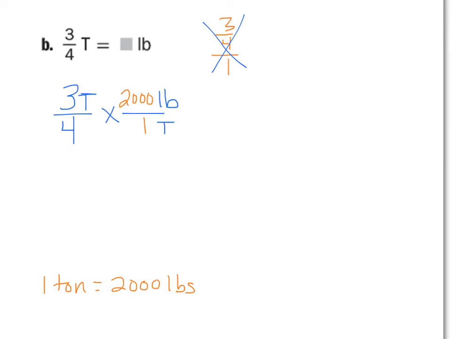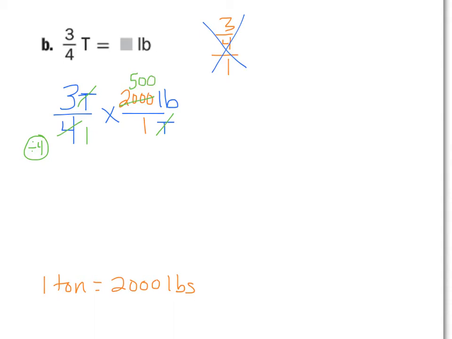So let's look and see if we can simplify. I can simplify my labels. The tons disappear, so I know my final answer will be in pounds. And the 1 and the 3 can't be simplified, but I do know that 4 goes into 2,000. So I'm going to divide by 4, just like I would have with regular fraction work. Divide 4 by 4 and I get 1, and 2,000 divided by 4 is 500.